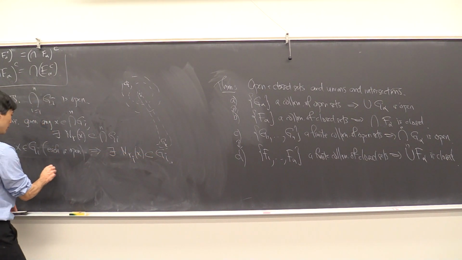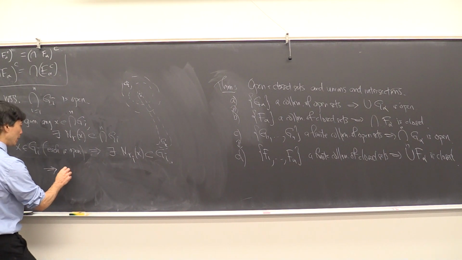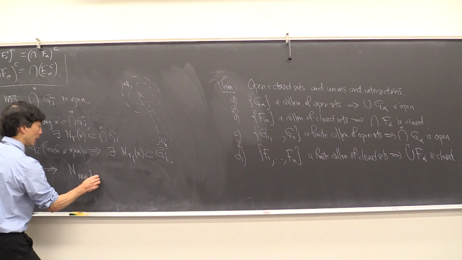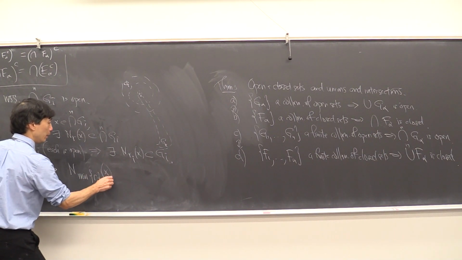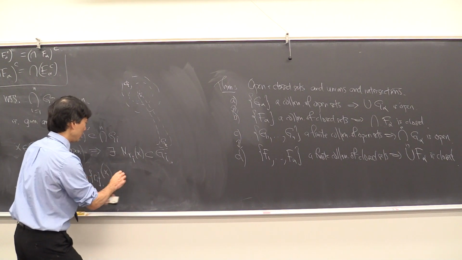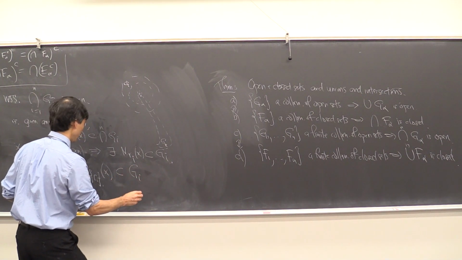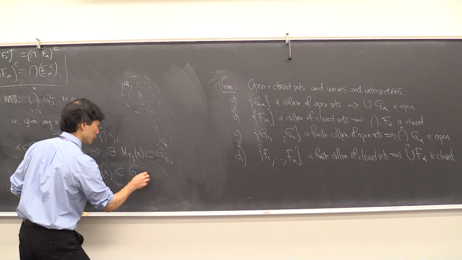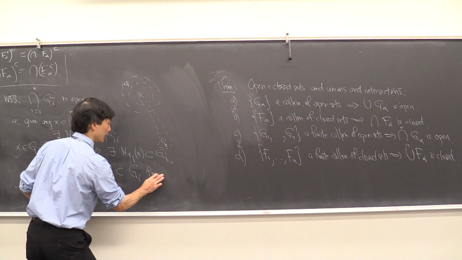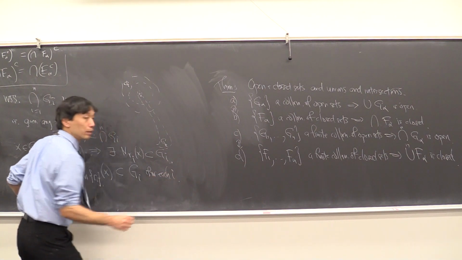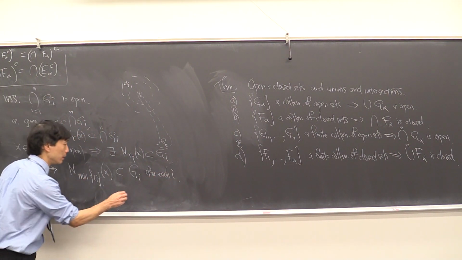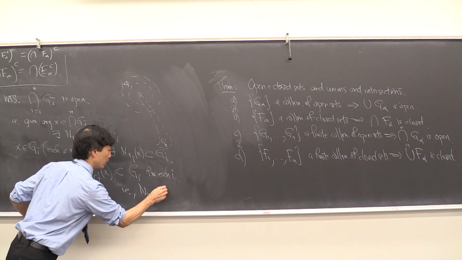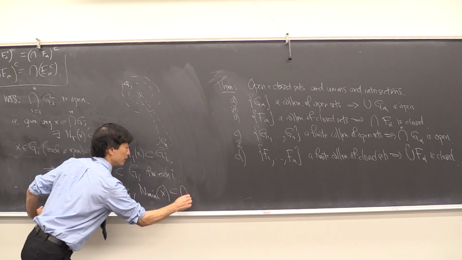So then, if you take the neighborhood with the minimum of the R_i's, that lies in every G_i, right? So it lies in G_i for each i. In other words, this thing lies in the intersection.